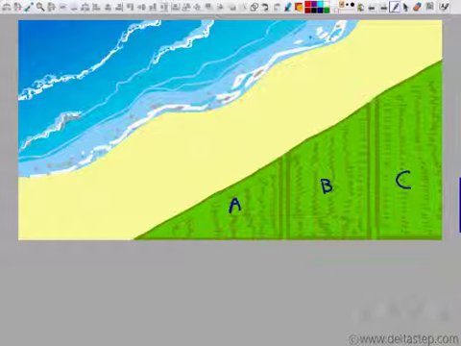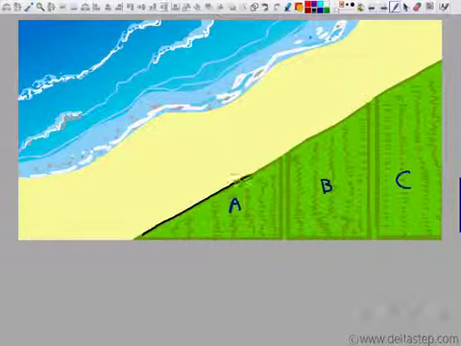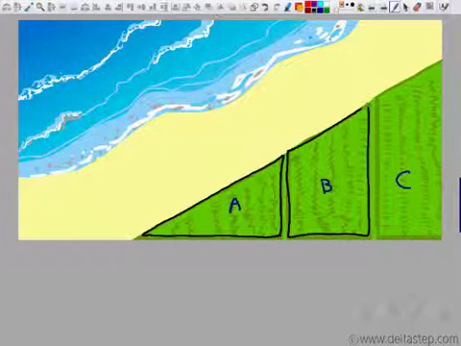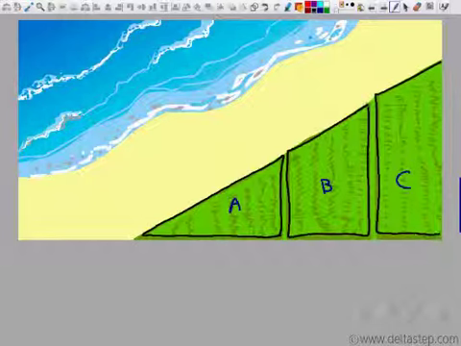And with this, he draws the boundaries of each of these properties. So this is property A. This is property B. And this is the third plot or property. You can say this is plot C.